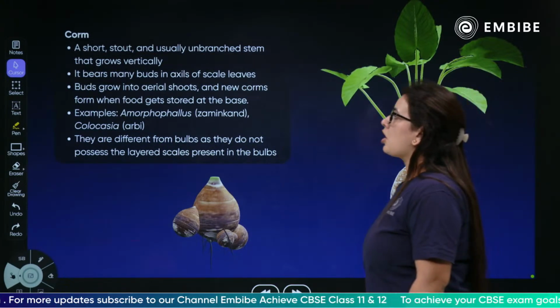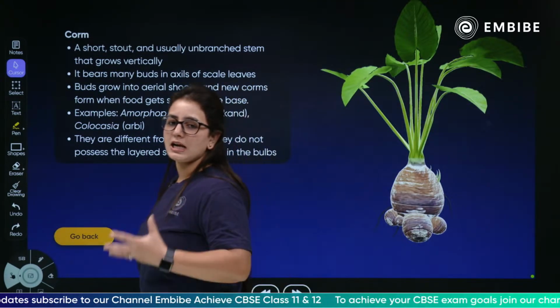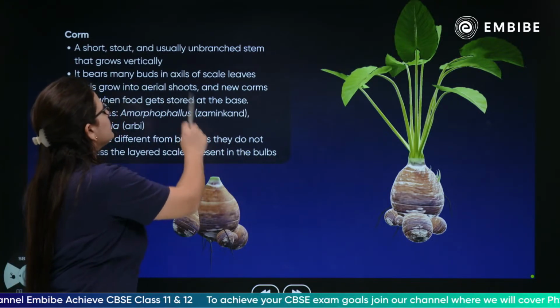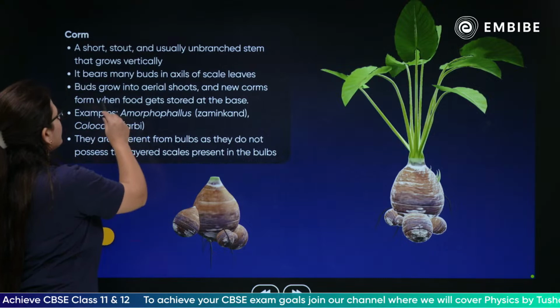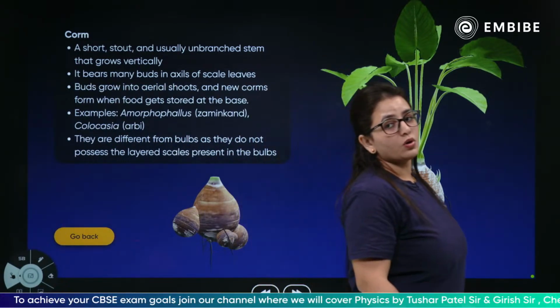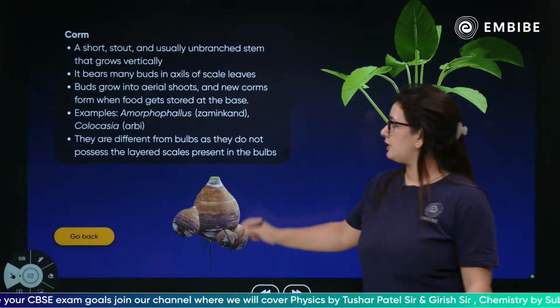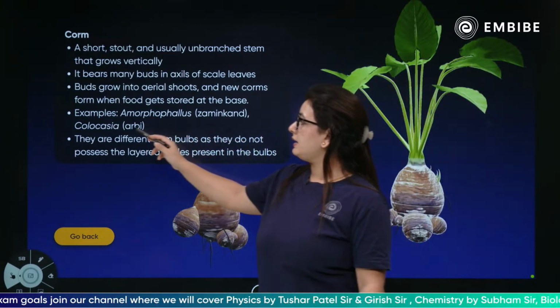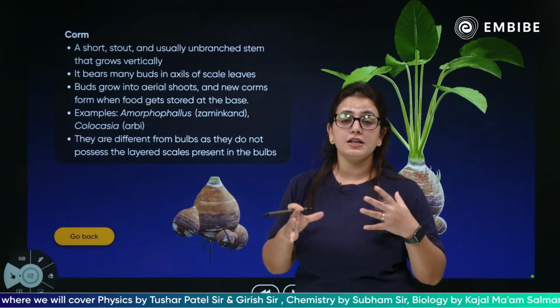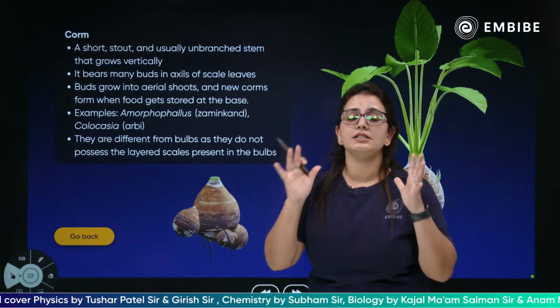All of you have seen corm, a short, stout, usually unbranched stem which grows vertically, yet it bears buds in axils and scaly leaves. Buds grow on the aerial shoot, a new corm is formed, and food is stored at the base. Examples are Amorphophallus, which is Zamikand, and Colocasia, arbi. All of you have seen arbi at your home. That is nothing, that is a corm.